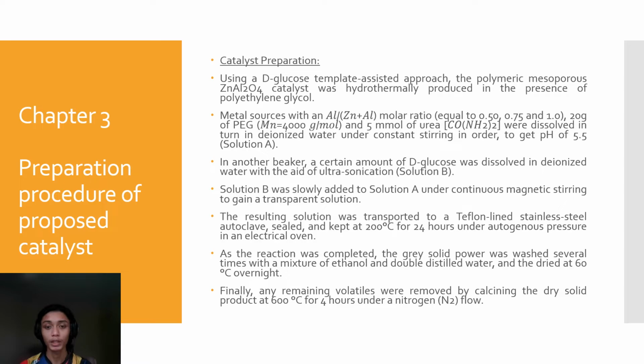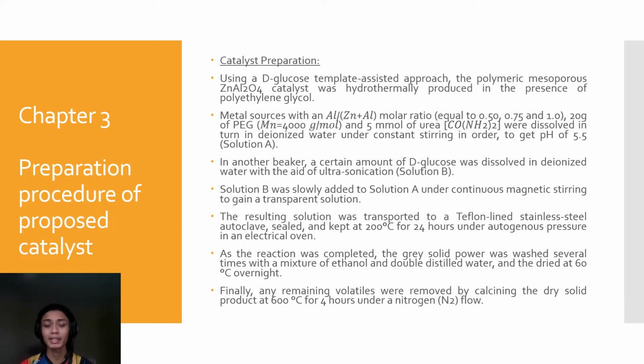as PEG. These chemicals are then mixed with 5 millimoles of urea and dissolved in deionized water under constant stirring to get a pH of around 5.5. In another beaker, which is solution B, a certain amount of D-glucose is dissolved in DI water with the aid of ultrasonication. So you have solution A and solution B.